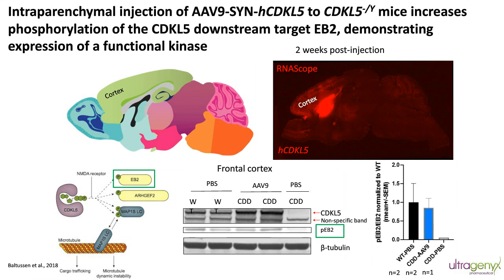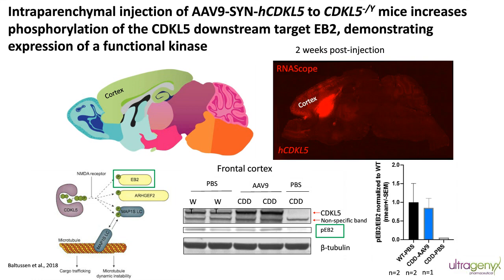If you look at the first set of bands, you can see that CDKL5, if you look all the way at the right, that band is absent in the CDD mouse that's treated with PBS. However, if you look towards the middle, CDD mice that are treated with our AAV9 vector have robust levels of the protein, making us confident again that our viral vector is actually producing a CDKL5 protein. So to test its ability to phosphorylate its downstream targets, we then looked at levels of phosphorylated EB2.